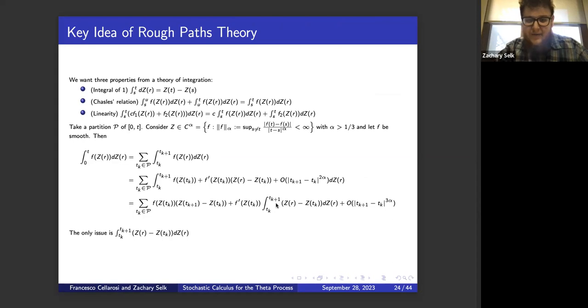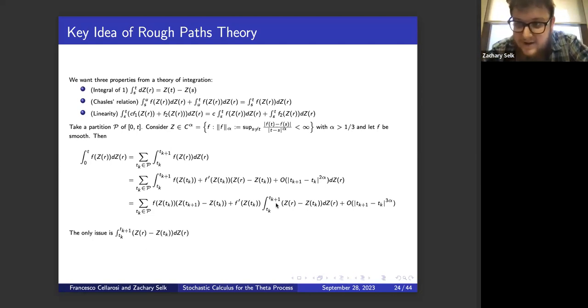And the point is, if we have a signal that is alpha Holder for some alpha greater than a third, the third there doesn't mean anything other than we might have to expand a little bit more in this final line. And we have f being smooth. If we have an integration theory that satisfies these properties, first we can take a partition and use property 2 to write this integral as a sum of integrals along the partition. Then since f is smooth, we can Taylor expand f and use the Holder regularity to get that the remainder is of order t_{k+1} minus t_k to the 2 alpha. Then we can use linearity and the integral of 1 to get the third line.